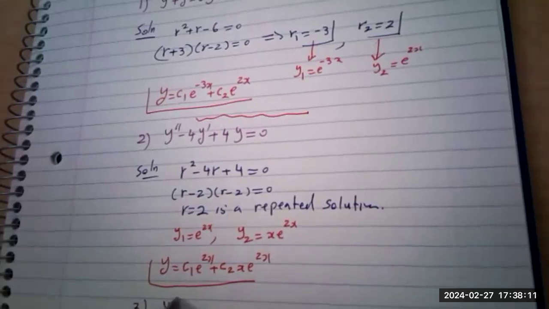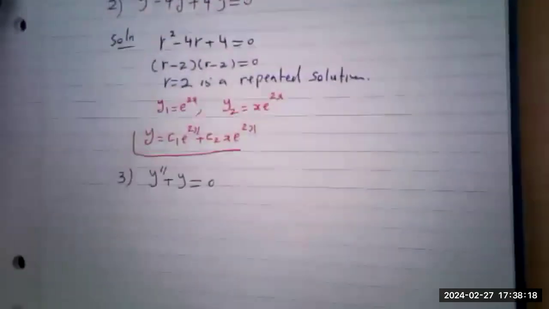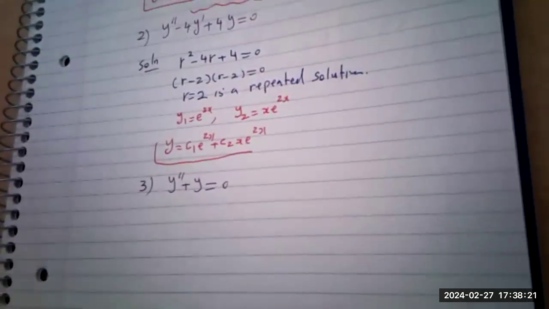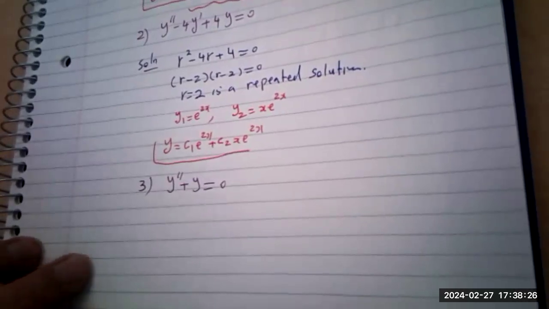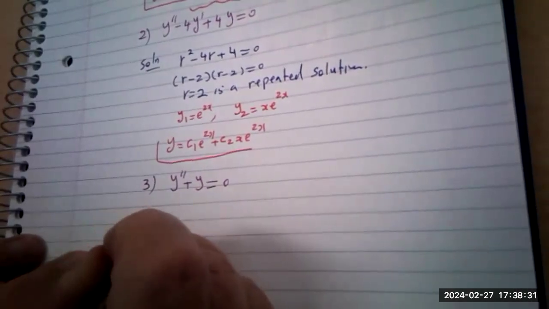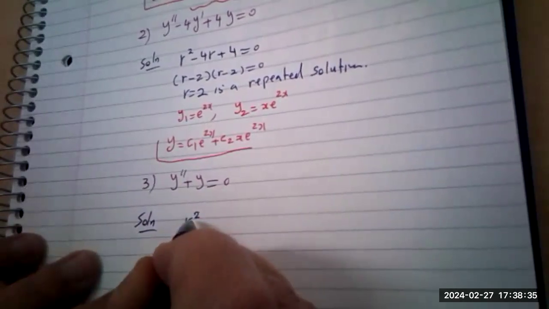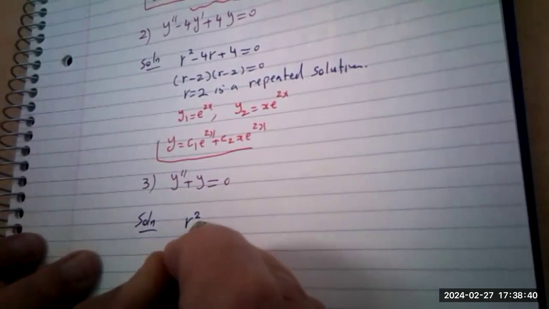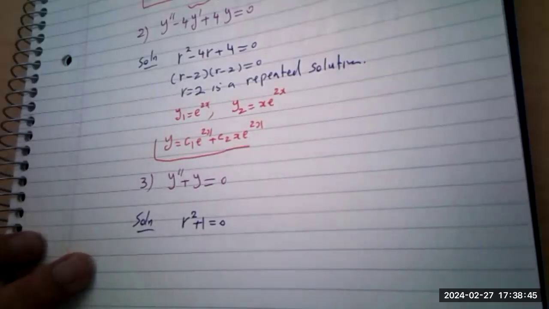Number 3, y double prime plus y equal to 0. A second order differential equation with constant coefficients. What is the characteristic equation for this one? Any suggestion? r squared plus 1. So r squared goes with y double prime, r with y prime, and r to the 0, which is 1.